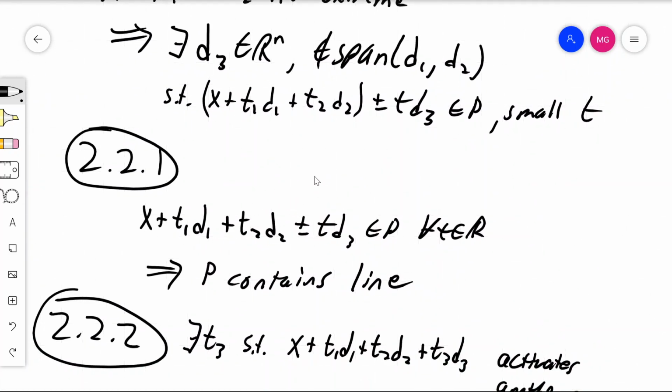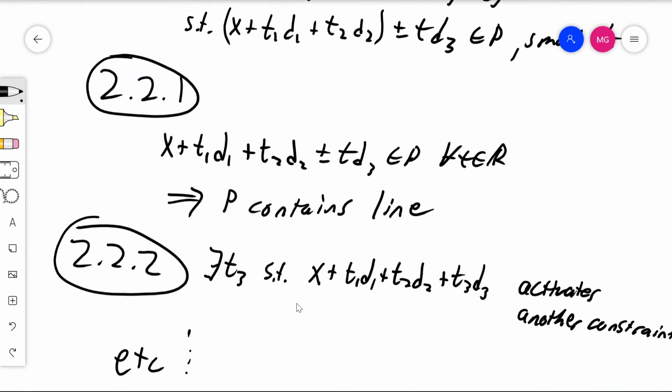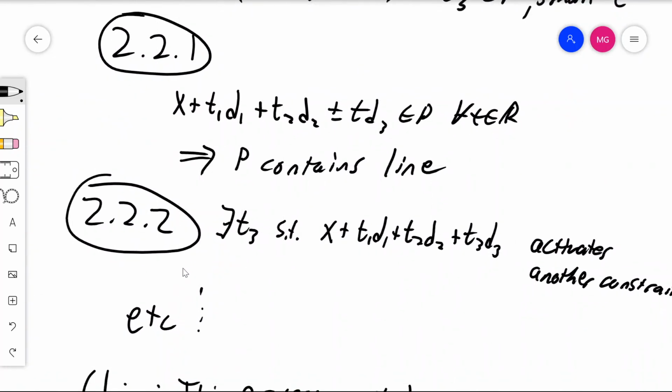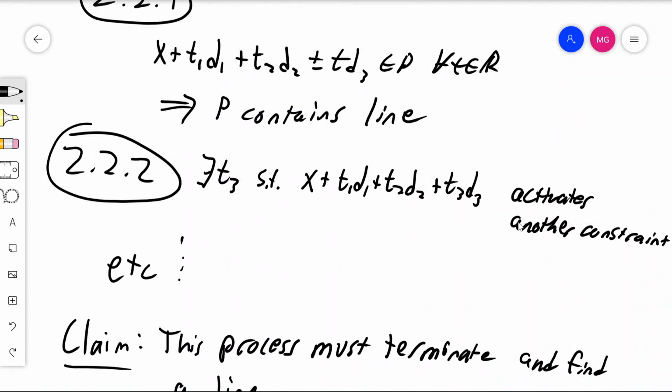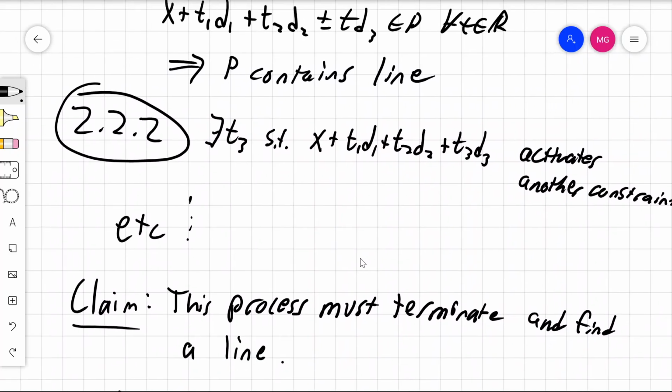So either we can perturb infinitely far, in which case we found our line, or we can only go so far, in which case there's some value t3 that we can scale t by, so we can move only so much, up to this value of t3, and we'll activate another constraint, because when you go so far, you've hit another boundary, and hitting a boundary is the same thing as activating a constraint. So you get the idea.